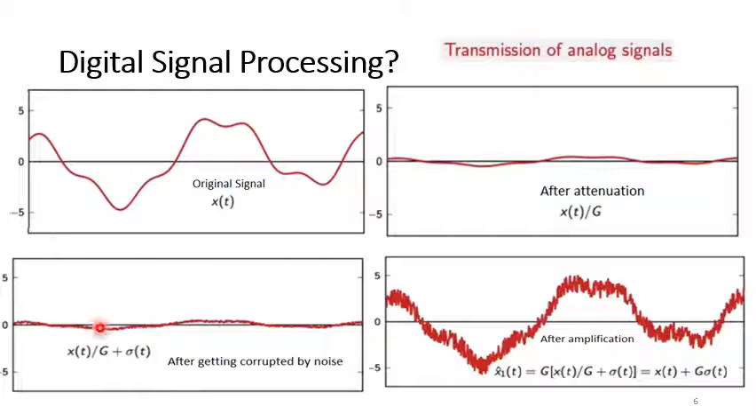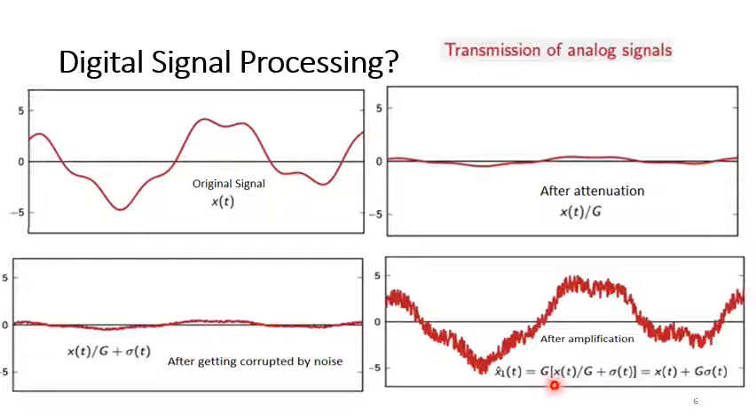The second thing is that the channel will introduce some noise, and we get a corrupted version of the original signal. That is after adding the noise to the signal, or making the signal corrupt. Now traditionally what we do is just use an amplifier to amplify the input signal so that we can remove the effects of attenuation. So if we use the amplifier, the received signal is x of t over g plus the noise, sigma of t.